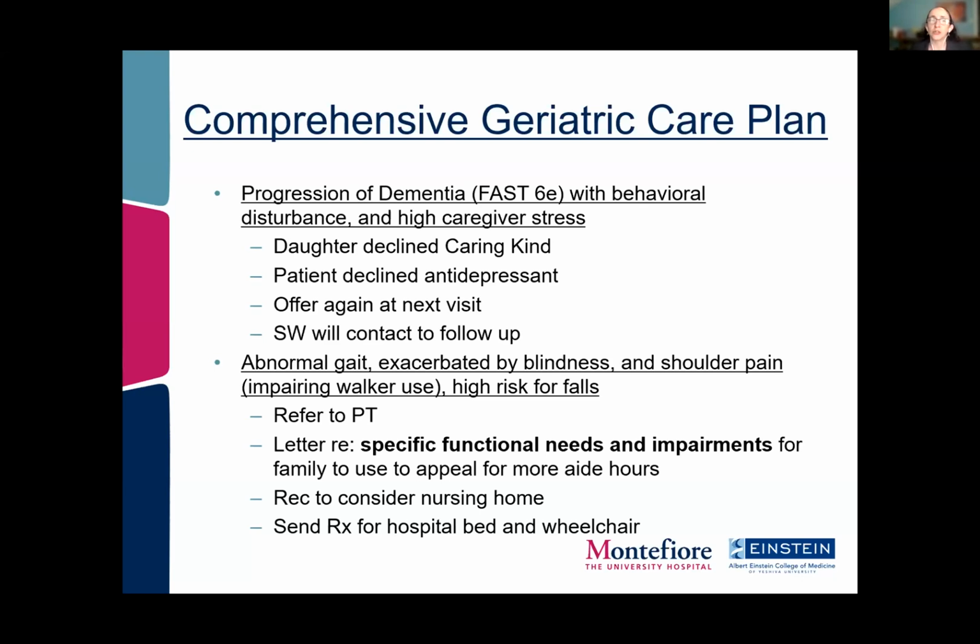And so when we think about a geriatric care plan, it's not going to be Alzheimer's disease, FAST stage 6, recommend memantine and caregiver support. There's a lot more to think about. So for this patient, it turns out that the daughter had declined a referral to Care in Kind, which is our local caregiver support organization. The patient declined an antidepressant, but we plan to offer those again at the next visit and to have our social worker contact the daughter to follow up to connect with caregiver support.